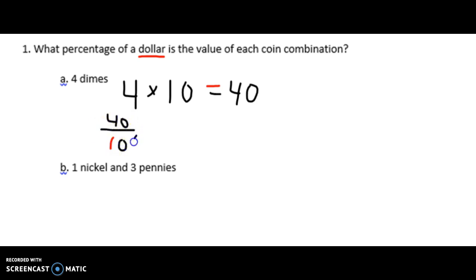I'm not sure why it's changing colors on me, but we're just going to go with it. That's going to equal 0.40 because I have 40 hundredths. If I move my decimal 2 places to the right, that's going to give me 40%. So that's my final answer is 40%.